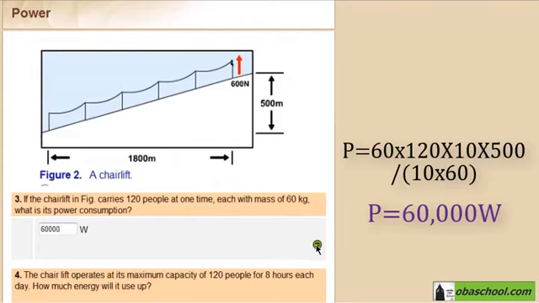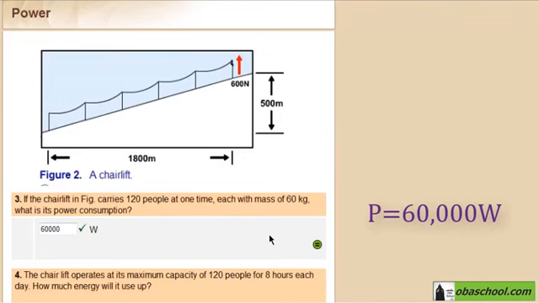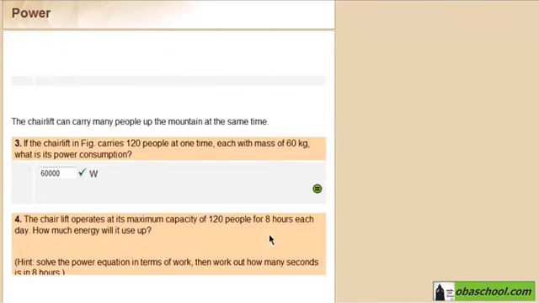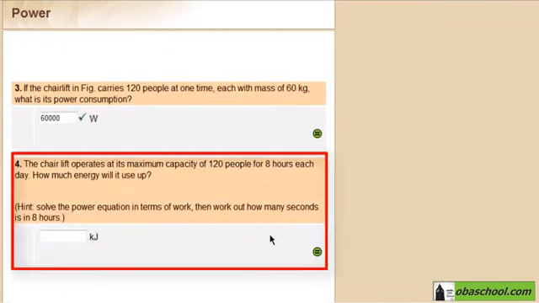Let's check it. This answer is correct. Let's move to the second question. The chairlift operates at its maximum capacity of 120 people for 8 hours each day. How much energy will it use up? As a hint, first solve the power equation in terms of the work, then work out how many seconds are in 8 hours.